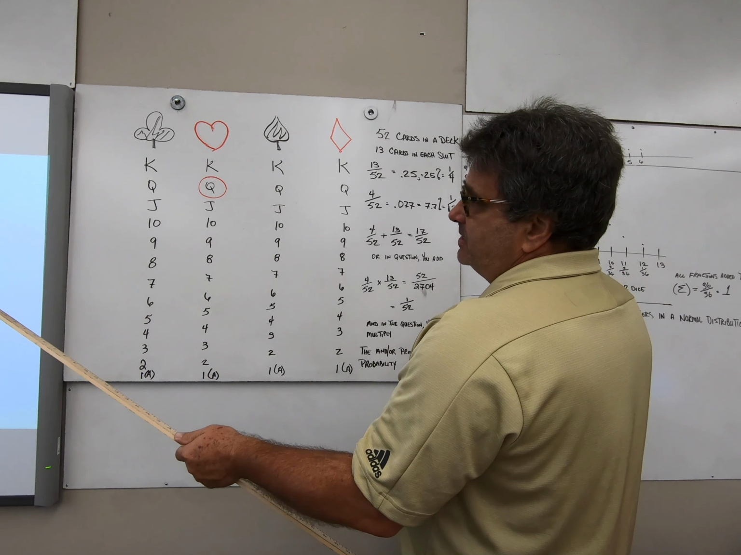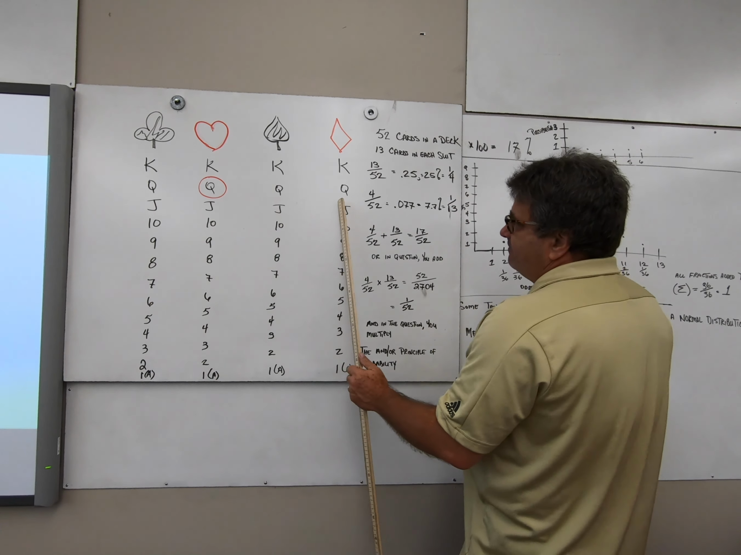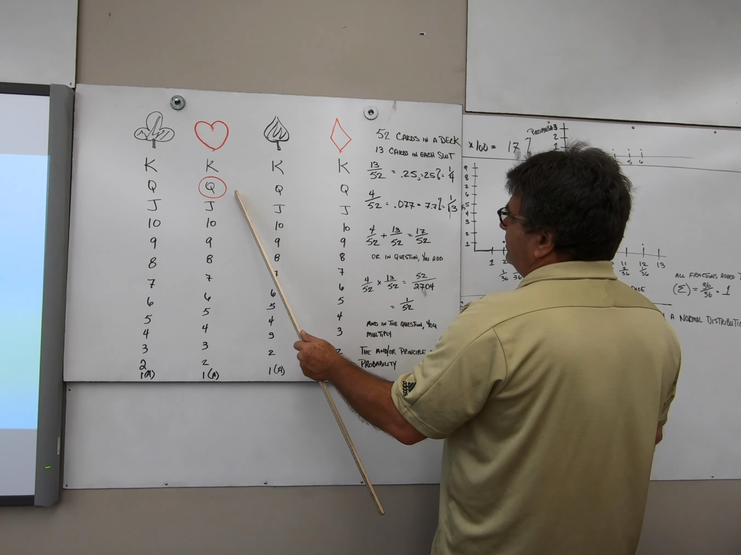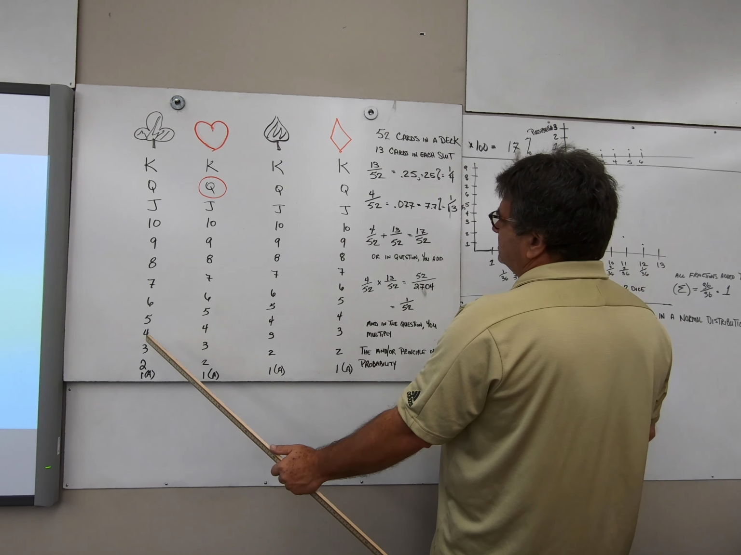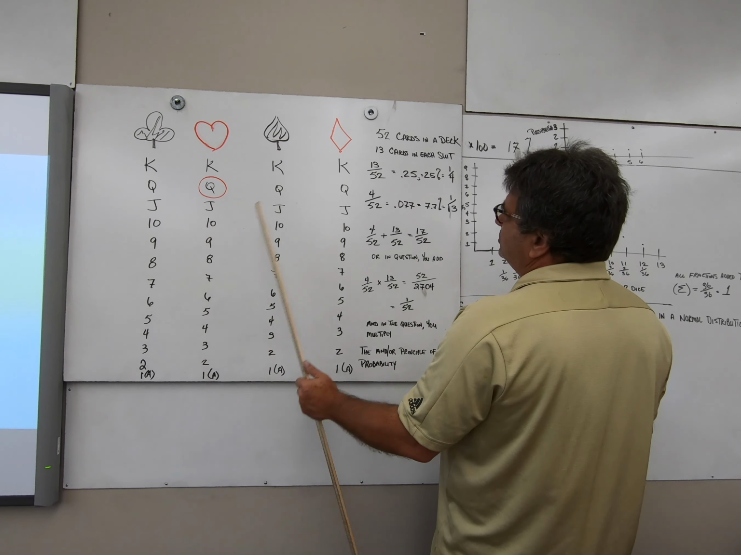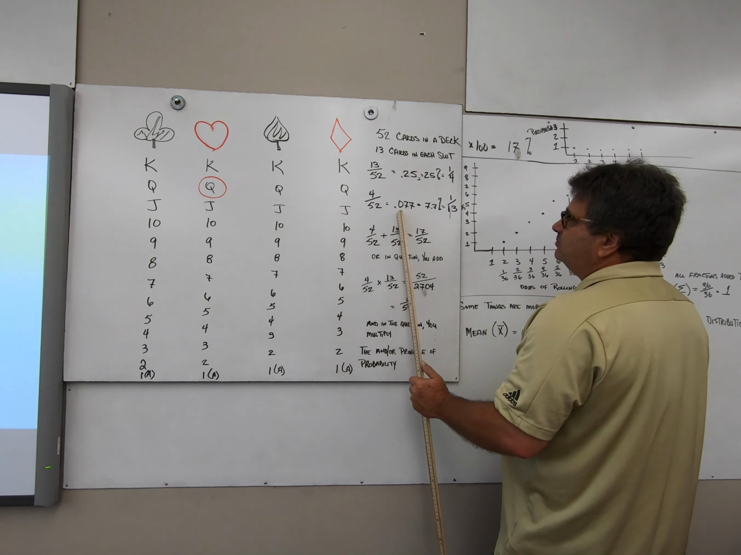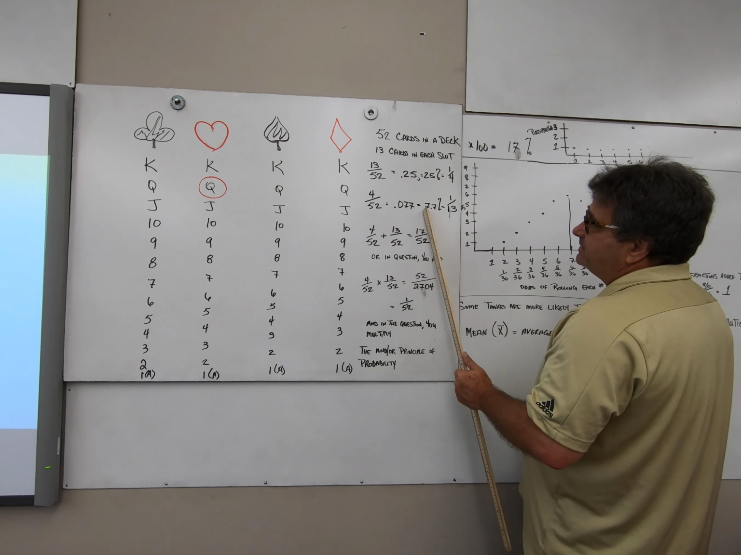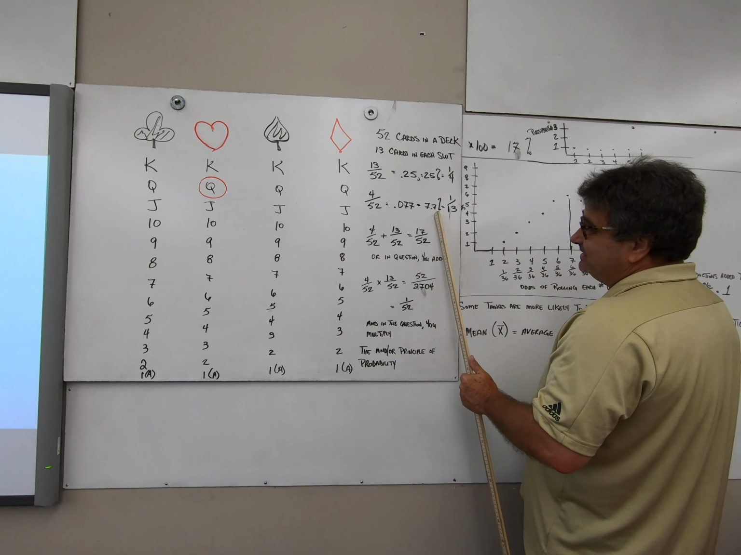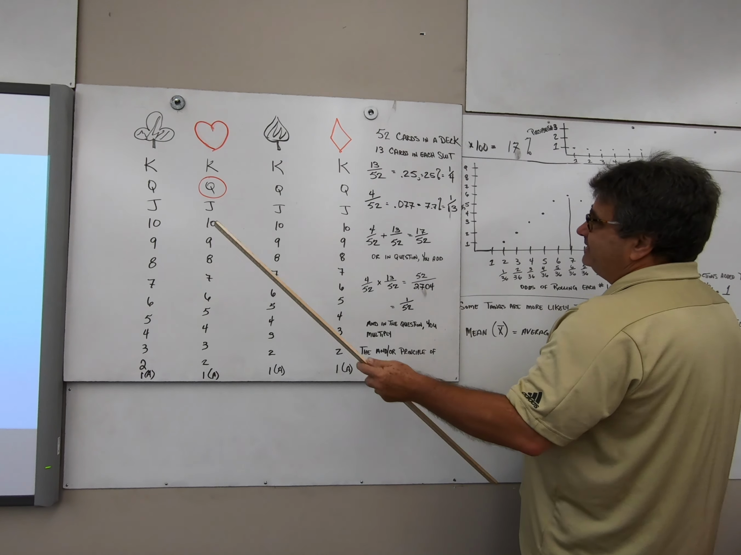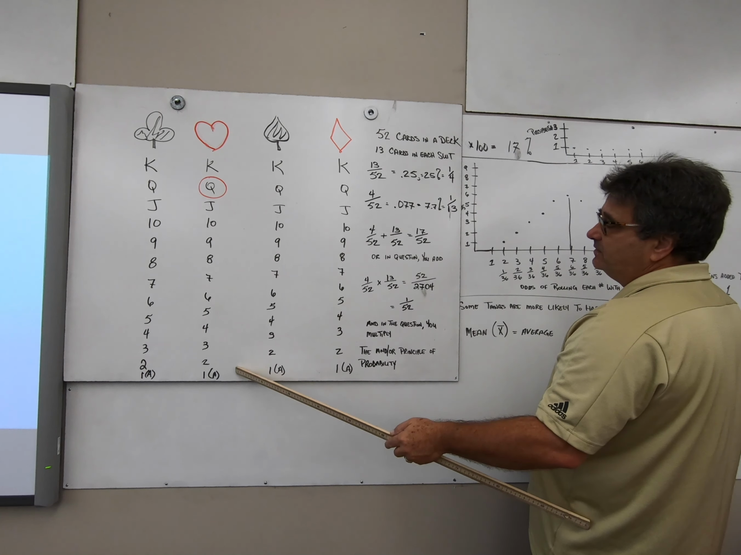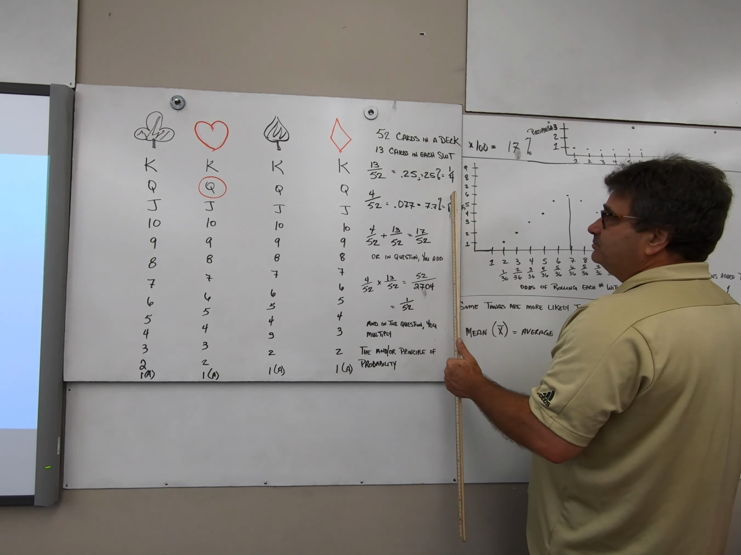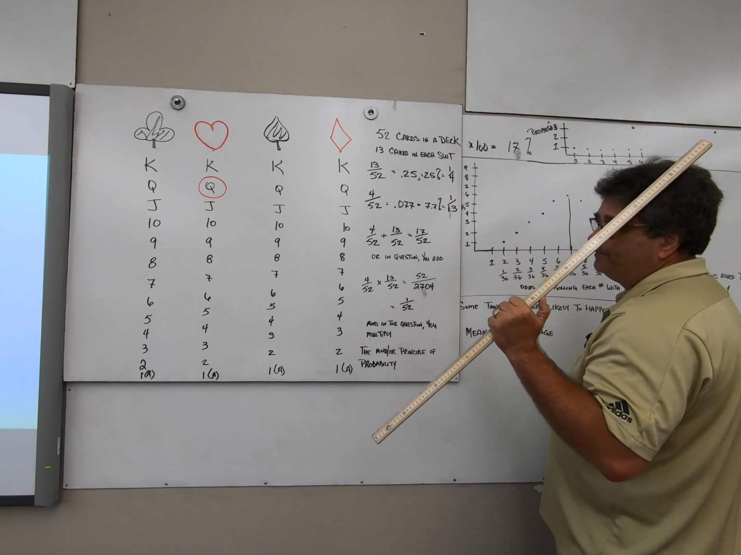What are the odds of drawing a queen? You have how many queens in a deck of cards? 4. Out of how many cards? 52. So 4 out of 52 equals 0.077. You multiply that by 100, you get 7.7%. And it's 1 out of 13, and that makes sense because in each set of 13, there's only one card that's a queen. That's 1 out of 13. That's where it comes from.